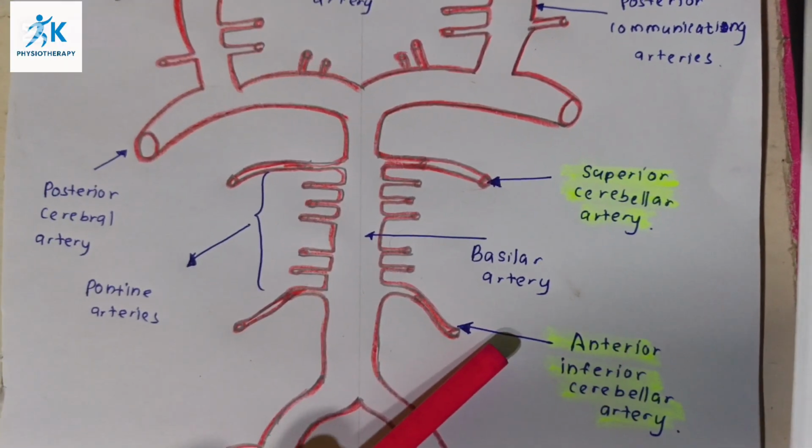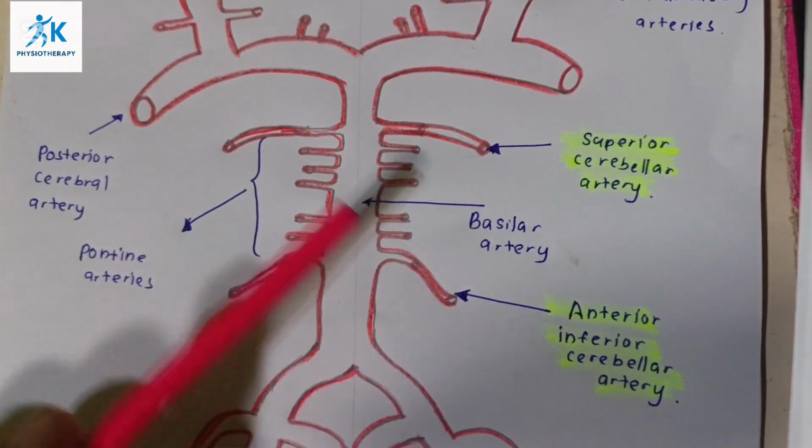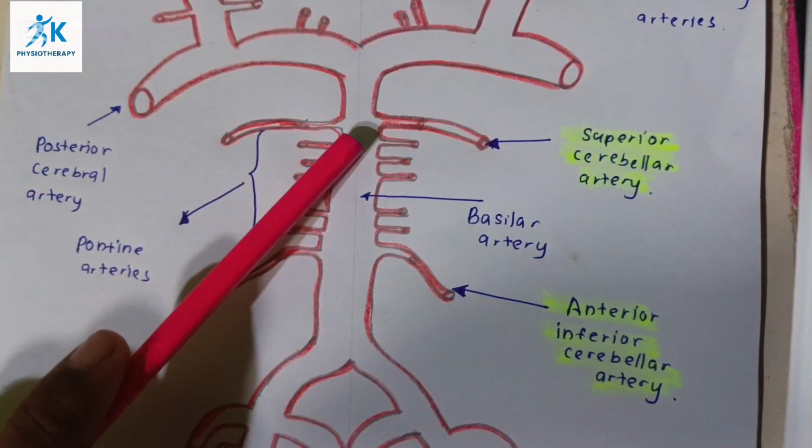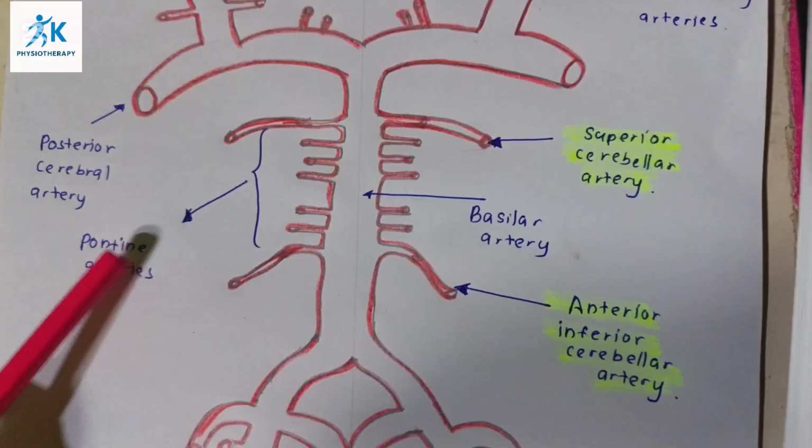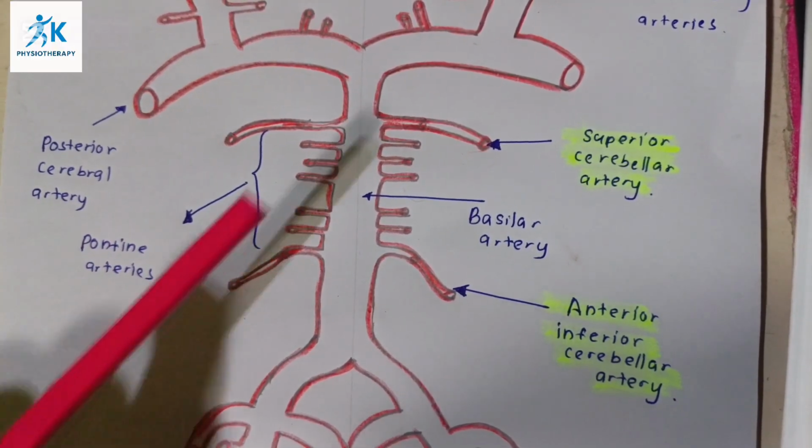This supplies the cerebellum and pons and medulla. The basilar artery also gives off small arteries, the pontine arteries.